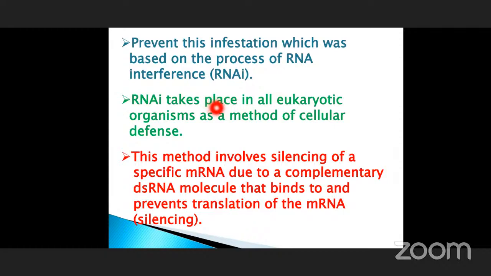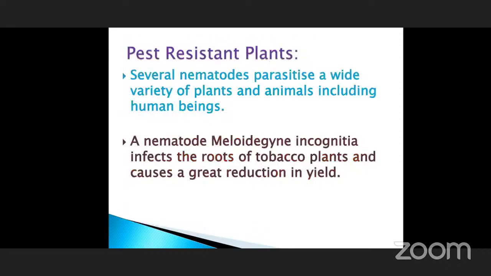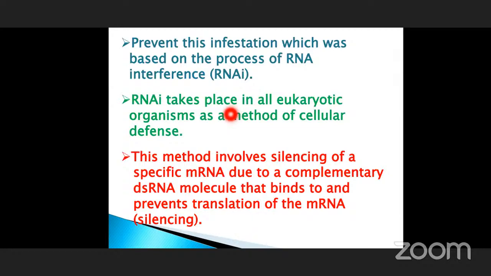Listen carefully. In the production of pest resistant plants, agrobacterium is used as vector, and nematode specific genes were introduced into the host plants with the help of the agrobacterium vector. Introduction of DNA was such that it produced both sense and antisense RNAs in the host. These two RNAs, being complementary to each other, formed a double-stranded RNA molecule that initiated the RNA interference and silenced the specific mRNA to prevent the translation process.